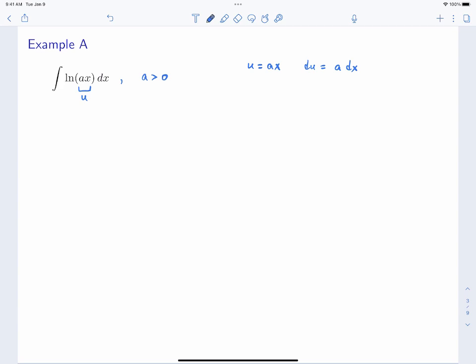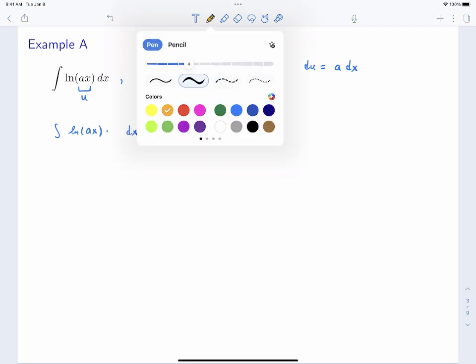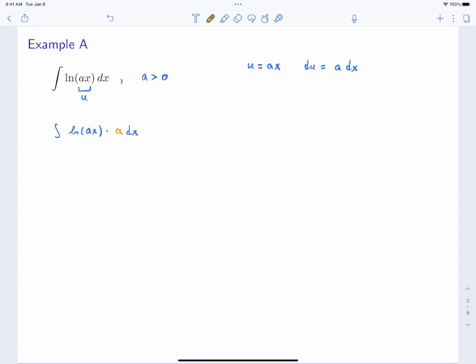So we're going to rewrite this as ln of a times x times, and I'm going to leave a little space here and write in the dx. What I want is I want to put in an a right there. But if I multiply by a, I have to divide by a as well. But that's okay. 1 over a times a is 1, so really we're just multiplying by 1, and that's allowed. All right, now if we do this, then what do we have? Well, this ln of ax becomes ln of u, and a dx is du. So what do we have? We have 1 over a times the integral of ln of u du.